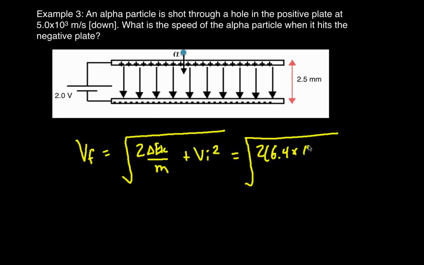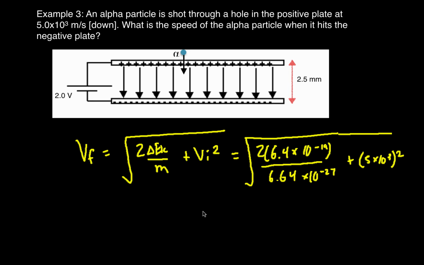This is root 2 times 6.4 times 10 to the minus 19, which is the change in EK we calculated earlier, divided by the mass of the alpha particle, which is 6.64 times 10 to the negative 27, plus Vi squared. Vi is 5 times 10 to the 3, squared. This gives us Vf equals 1.5 times 10 to the 4 meters per second.